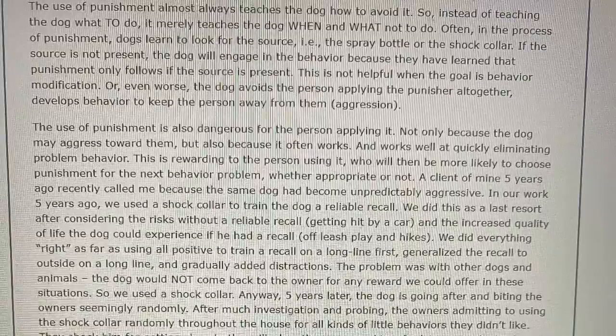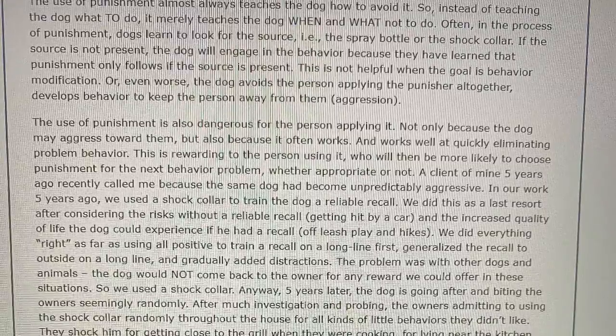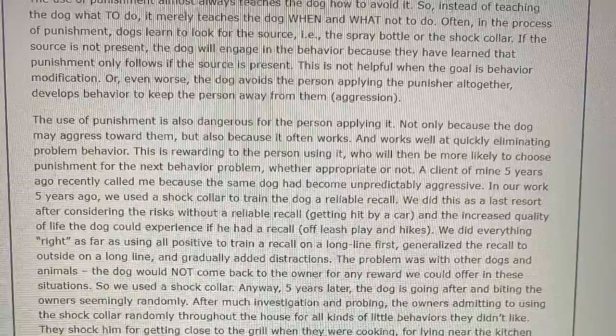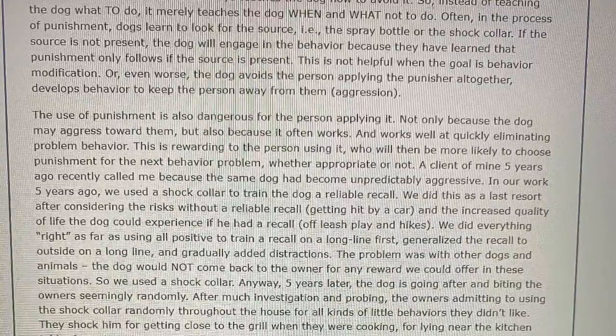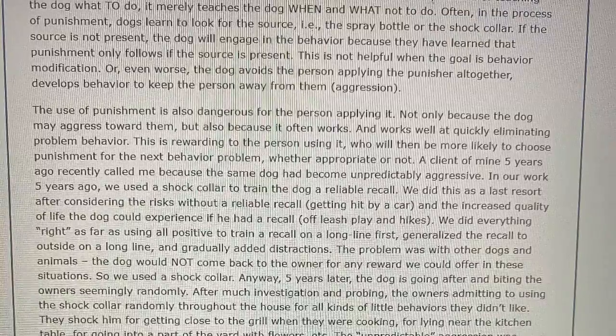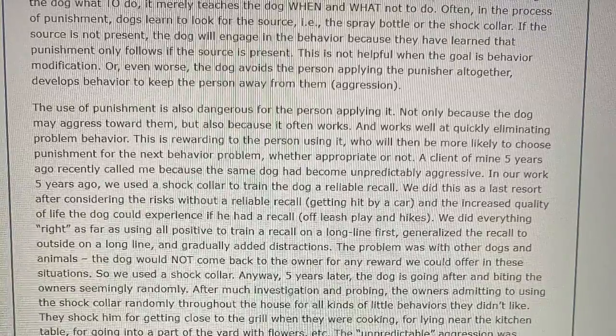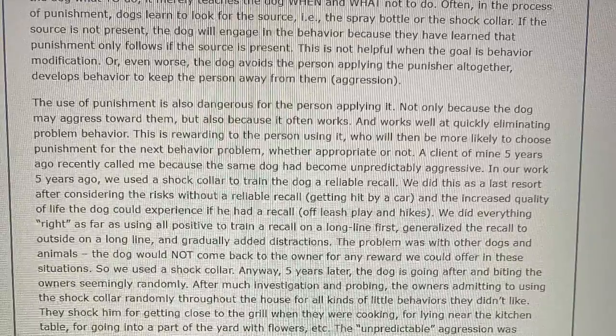The use of punishment almost always teaches the dog how to avoid it. So instead of teaching the dog what to do, it merely teaches the dog when and what not to do. Often, in the process of punishment, dogs learn to look for the source, i.e. the spray bottle or the shock collar. If the source is not present, the dog will engage in the behavior because they have learned that punishment only follows if the source is present.